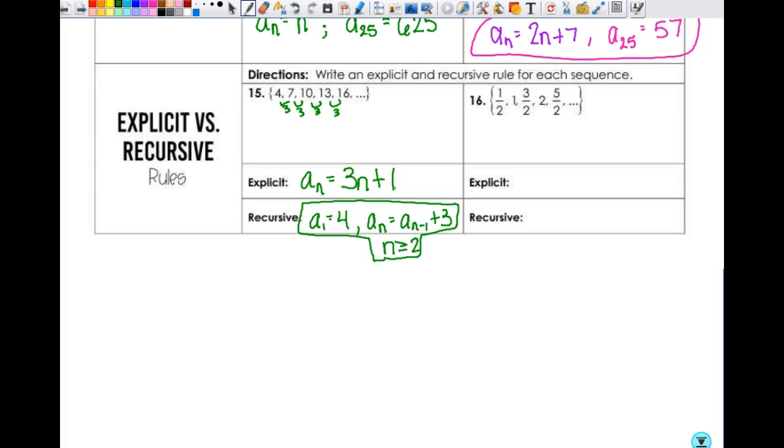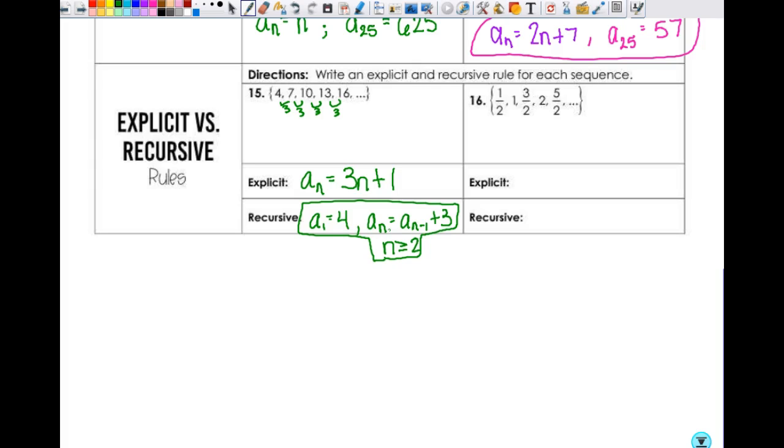Why did I put a 2? Yes, because I have defined what a sub 1 is. So this does not help me find a sub 1 because this only works when you substitute in 2 or greater. I can't substitute in 1 because then I get a sub 0 and it doesn't make any sense. A sub 2, 2 minus 1 is 1, and then I take that a sub 1, which is 4, add 3, that's how I get 7. Does that make sense? We good on that?